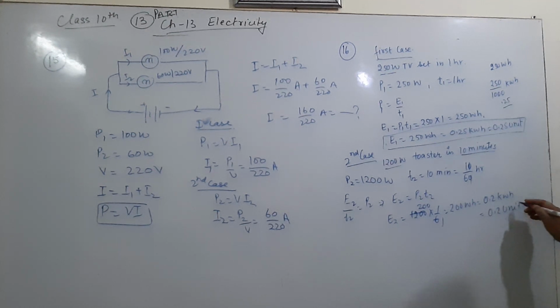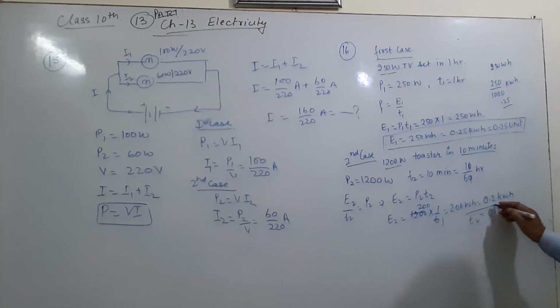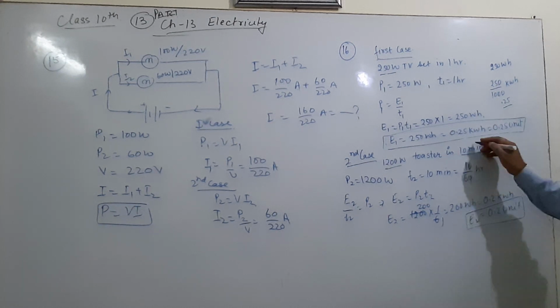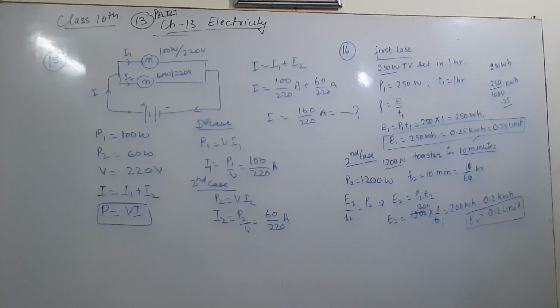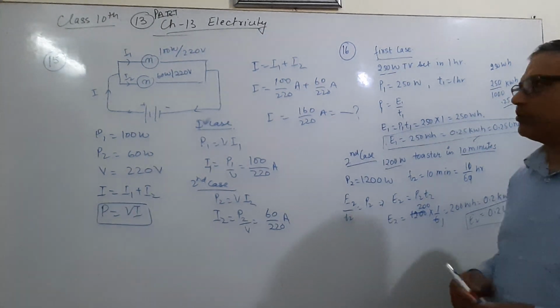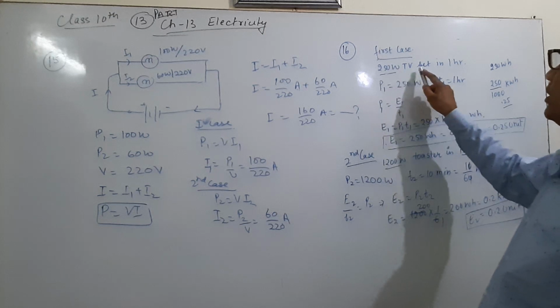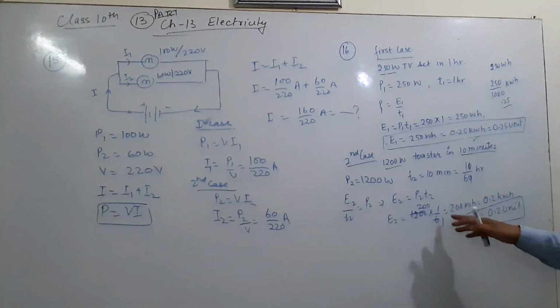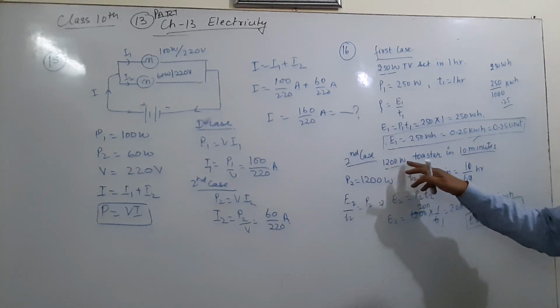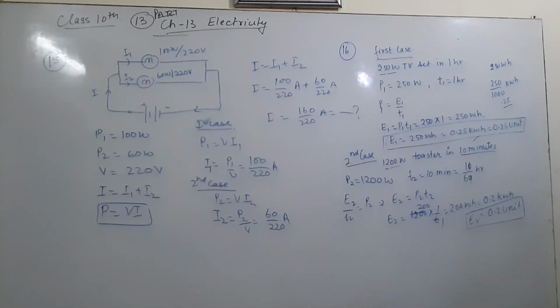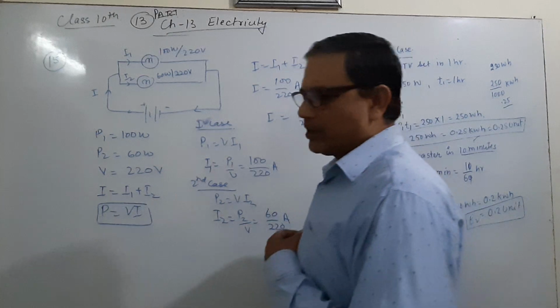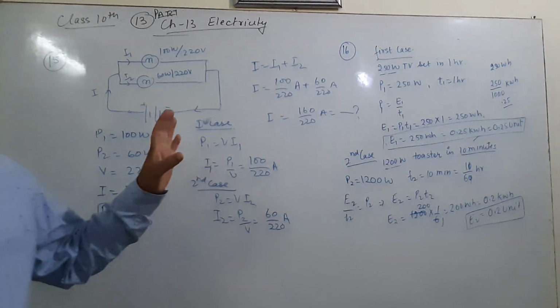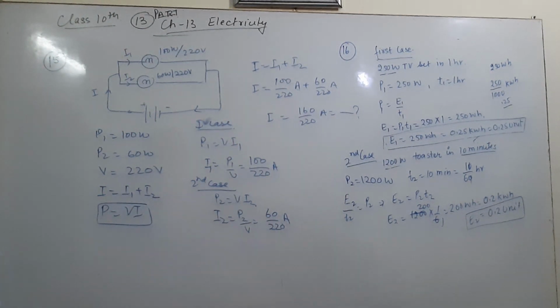So it means E2. Which consumes more energy? First case or second case? The first case consumes more energy than the second case. It means a 250 watt TV if used for 1 hour consumes more energy than the energy consumed by a 1200 watt toaster which is used for 10 minutes. And these are the numericals. This is question 16. Note it and be careful with them.